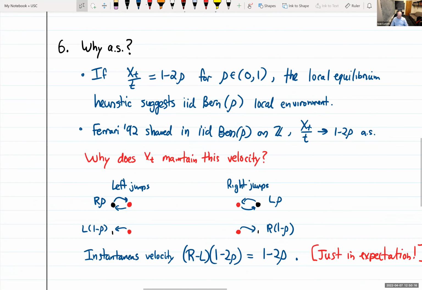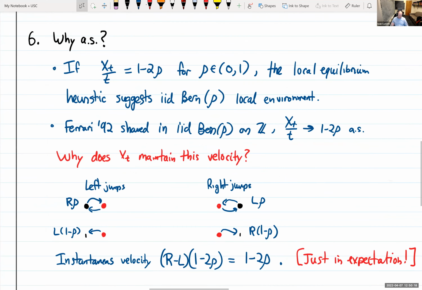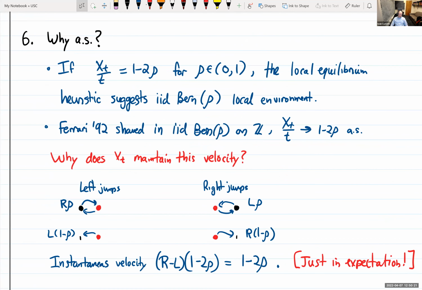Okay, so the idea for almost sure convergence is that imagine you happen to be at a location where your second class particle happens to be along a certain velocity. I'll call that 1 - 2 rho. So in the rarefaction fan, we expect that the local density will be rho. And by this local equilibrium heuristic, we expect that locally you'll see something like Bernoulli product measure rho. Now, Ferrari actually showed in 1992 that if you started out with that IID Bernoulli rho on the infinite line, then you have almost sure convergence of the second class particle to the characteristic velocity.